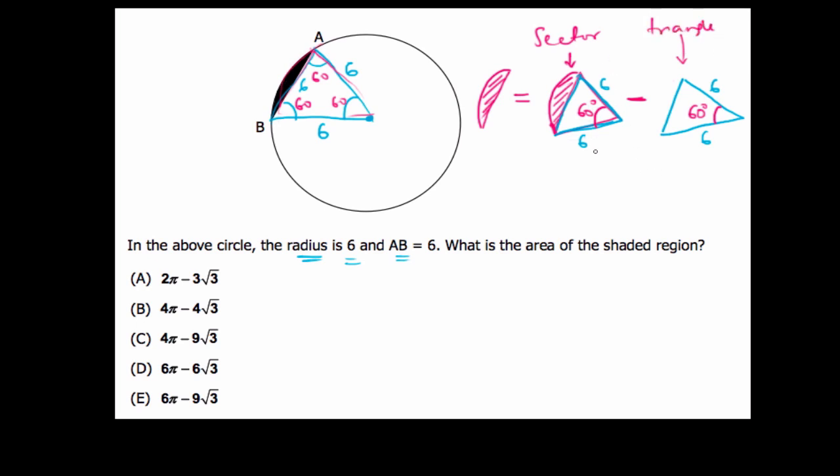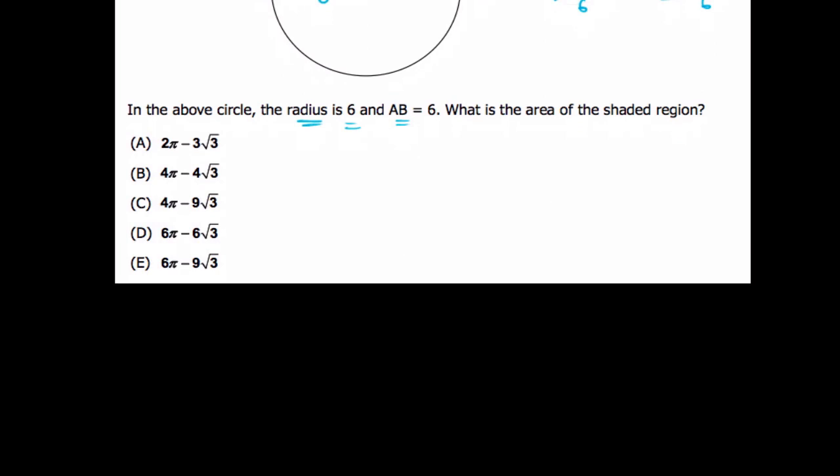So what I'm going to do now is find the area of the sector below, and I'm also going to find the area of the triangle below. Whatever I find for the area of the sector, I'm going to subtract the area of the triangle from it to find the area of the shaded region. Alright, so let's go ahead and find the area of the sector.